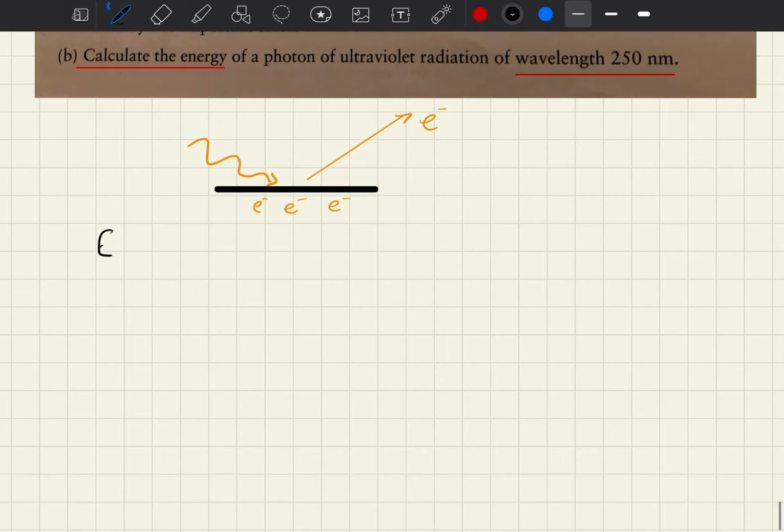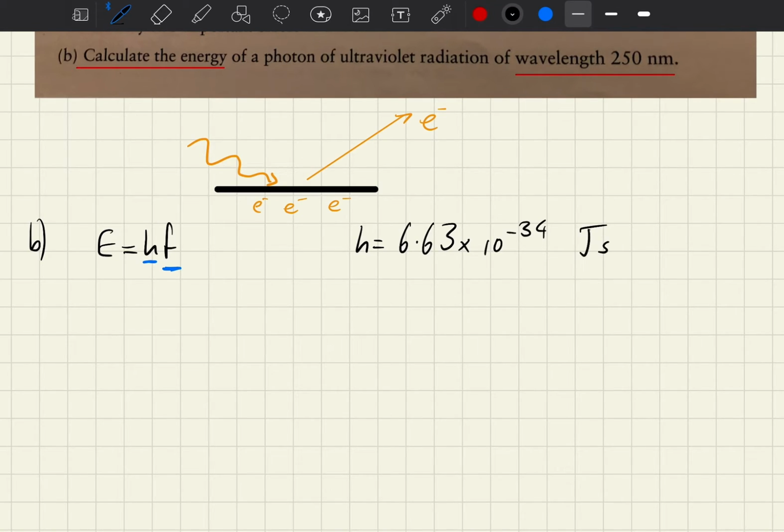If we think that our equation is E is equal to hf, and we have wavelength, we want that wavelength to be in terms of frequency, because we already know Planck's constant. So Planck's constant is h, and h is equal to 6.63 times 10 to the minus 34 joule seconds.